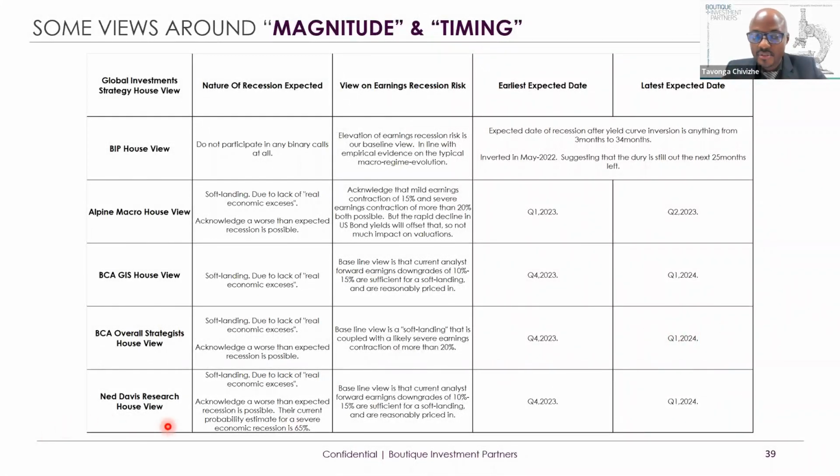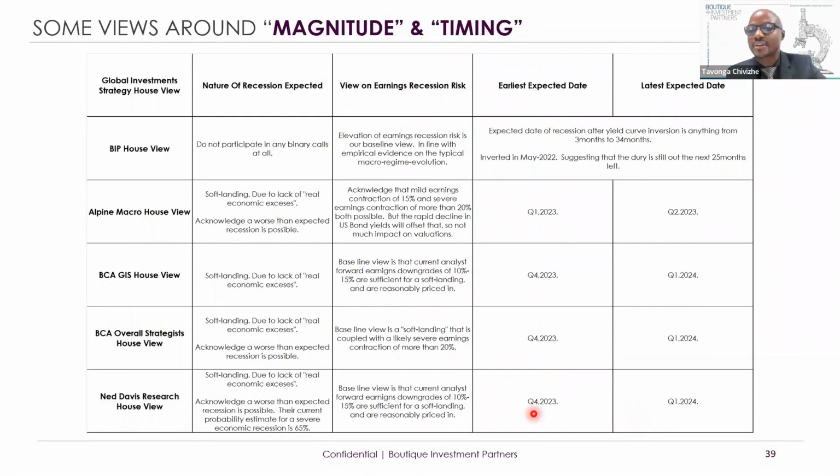And then there's Ned Davis Research, who is the support or the backbone of BCA. They do the inside research. They think both possibilities, both a soft and a hard landing, are possible. They've got a 65% chance of a severe economic recession. And they also feel like you could have severe earnings contraction, and the timing is quite similar.